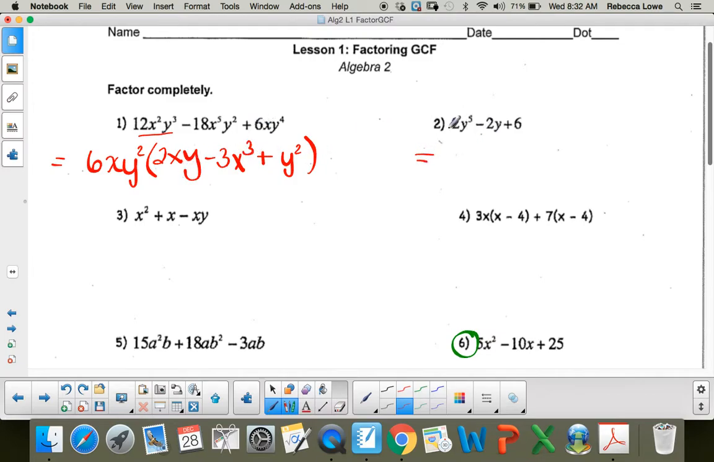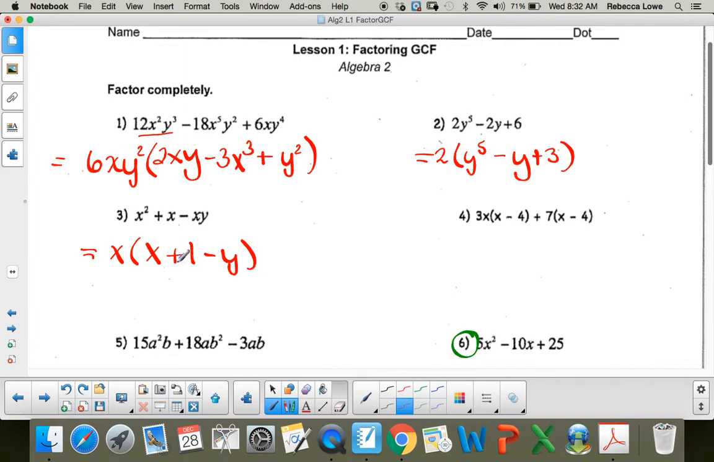Number 2. The greatest common factor of all 3 of these terms is simply a 2. And I'm left with a y to the 5th minus y plus 3. That's it in factored form. That's it. The greatest common factor of number 3, they all share an x. I'm left with x plus 1 minus y.